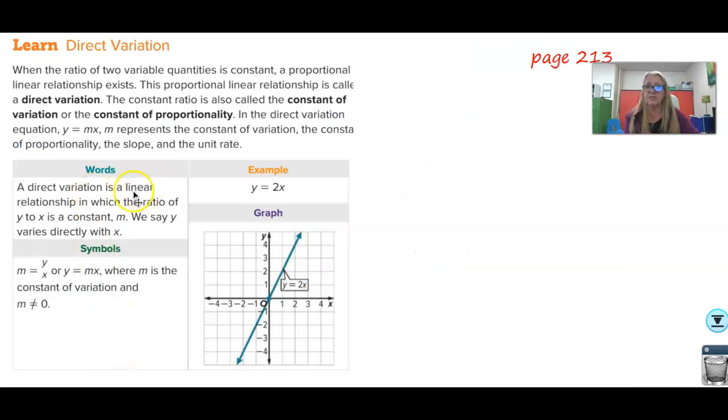A direct variation is a linear relationship, so it's a line, in which the ratio of y to x is constant m, which is the slope. It passes through (0, 0), and you see this line has a slope of 2, because to go from here to here, we would go up 2 and right 1. So it has a slope of 2 over 1.